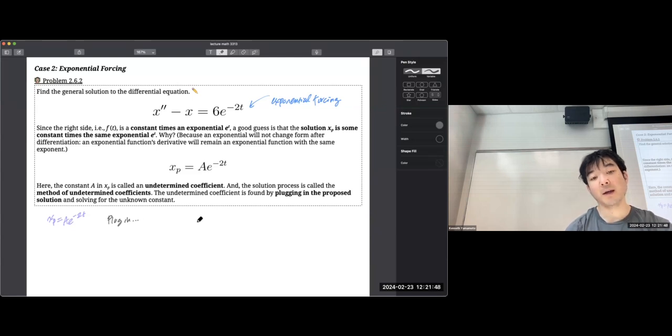And you end up getting... you've got to just take successive derivatives of this. So I'll just do it on the side. I'll just say x prime of t is negative 2a e to the negative 2t. It's the chain rule. x double prime, the negative 2 comes out and multiplies, so it'll be 4a e to the negative 2t.